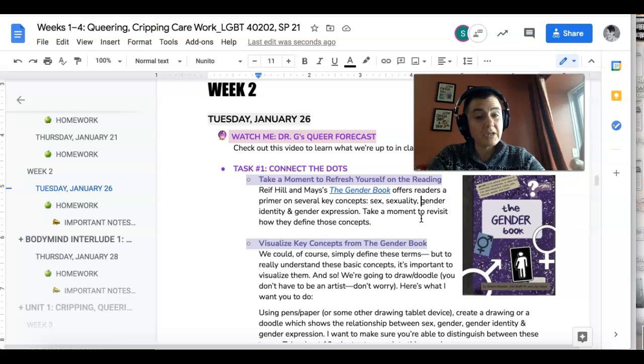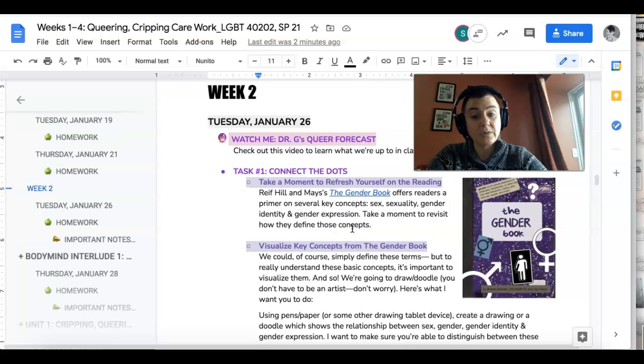Now obviously the comic book gives you a really good idea of how to visualize that too, but you want to be really specific in terms of visualizing those distinctions. So it's okay to draw little mini doodles of the distinctions between orientation and gender expression and gender identity and sex, right? So just keep that in mind. All right, so that's what we're doing.